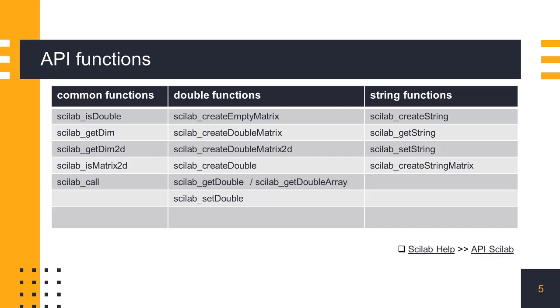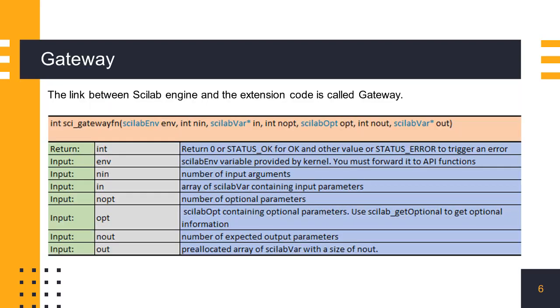Using double functions, we can create matrices and data variables and pass them to Scilab. We can use the Scilab_call function from the common functions category, to call any of the standard Scilab functions from within our gateway function. The gateway function has a specific prototype, in which the input arguments and their order are fixed. We need to define our gateway function using this prototype, and use the arguments with the API functions to access the data from the Scilab engine.